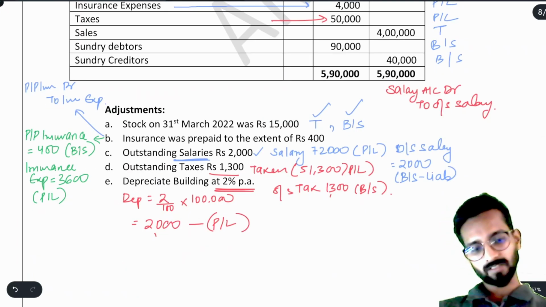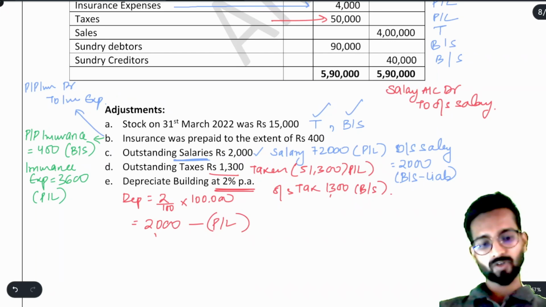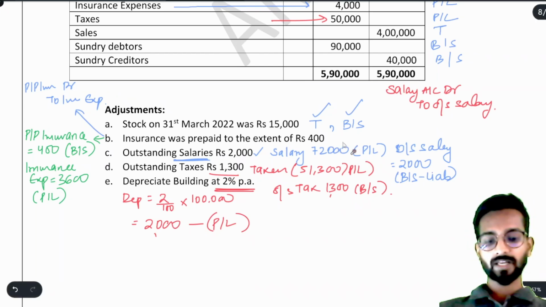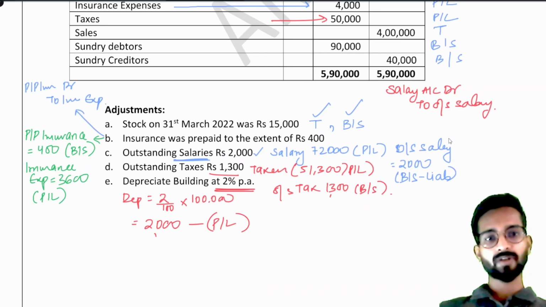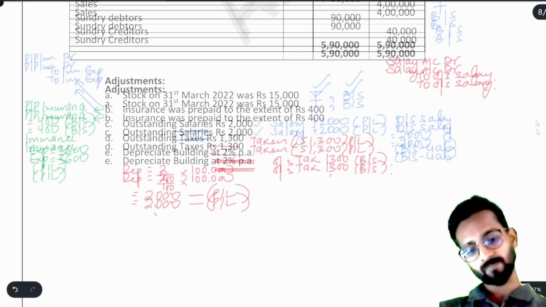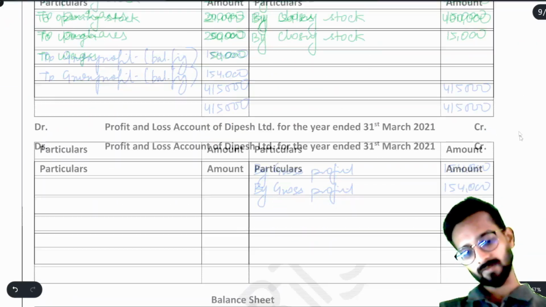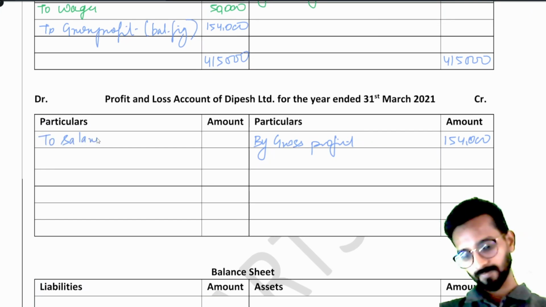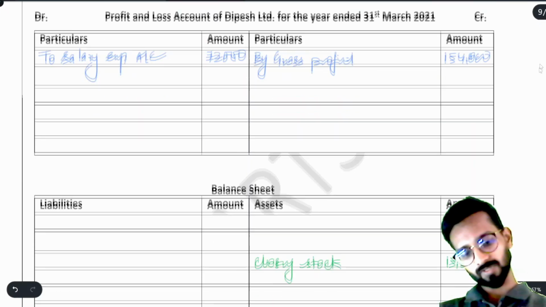We have to write. See, the main benefit we get from solving the adjustments earlier is that now I directly know that I have to write salary 72,000 in P&L and in the balance sheet outstanding salary 2,000. Now we don't have to calculate again and use our brain, nothing. Just write the figures because we have already done this adjustment. Okay. Salary 72,000 in P&L, to salary 72,000 salary expense account, and outstanding salary is 2,000.